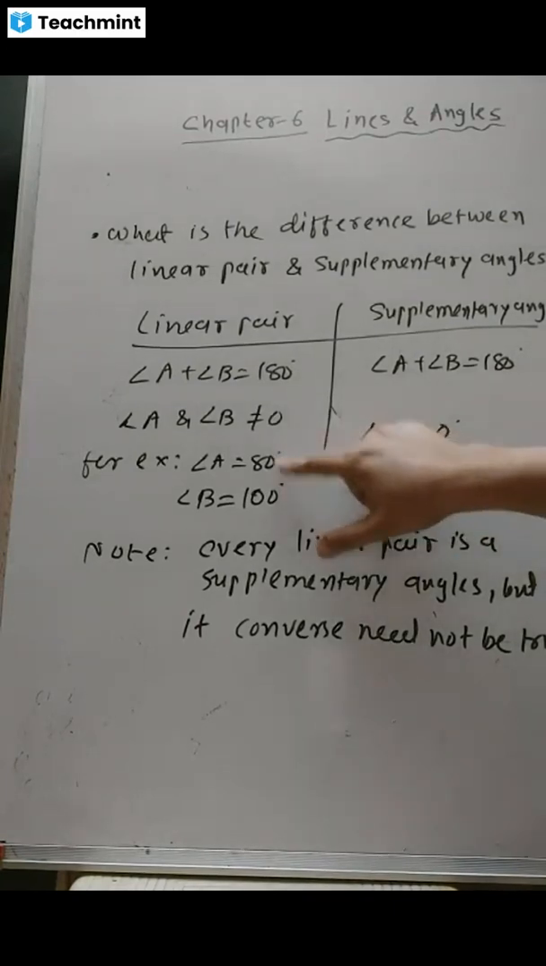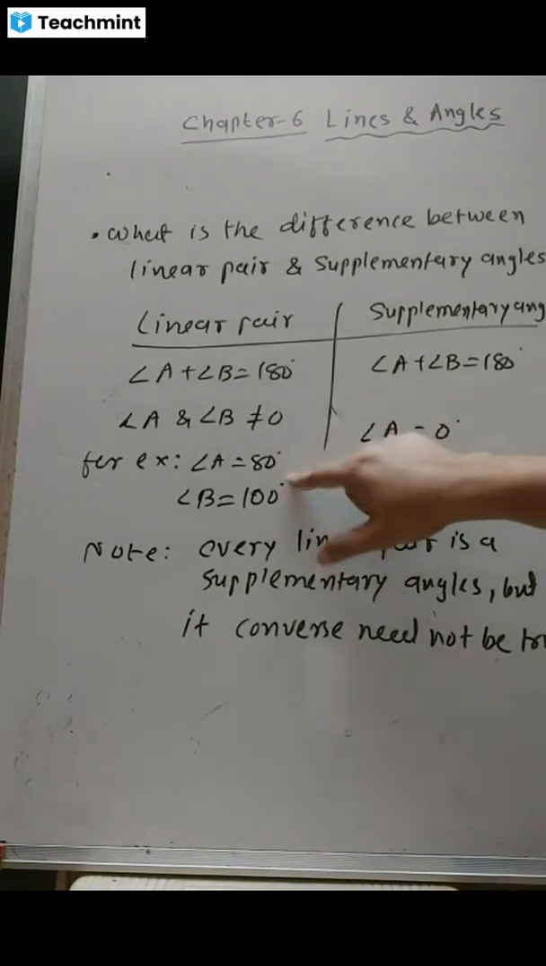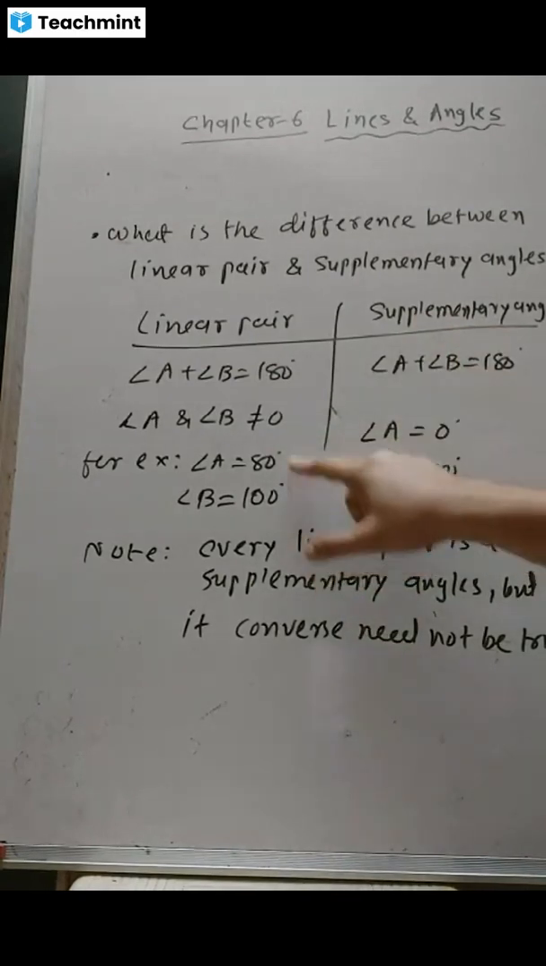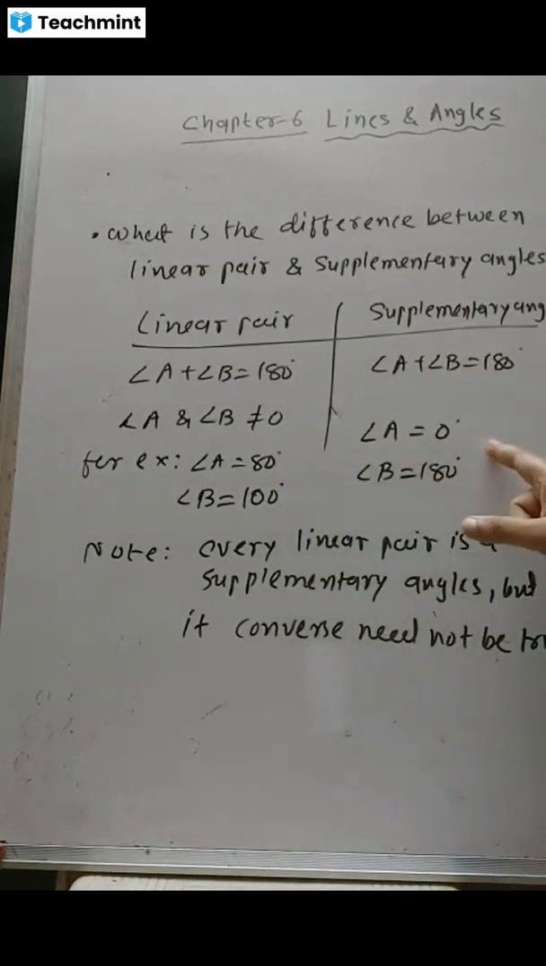If it is a linear pair, that is also a supplementary angle. But if it is only a supplementary angle, that is not necessarily a linear pair. It is a supplementary angle, it is not a linear pair. Clear?